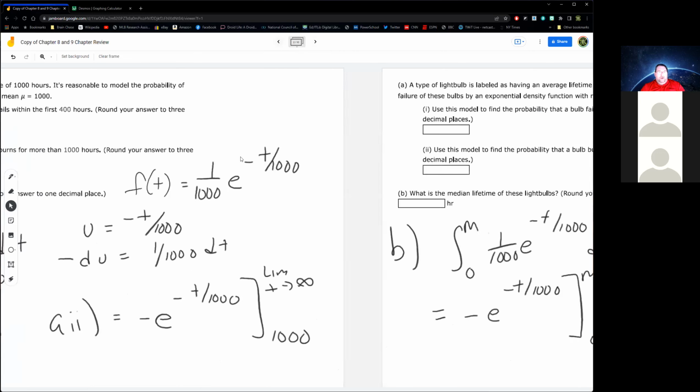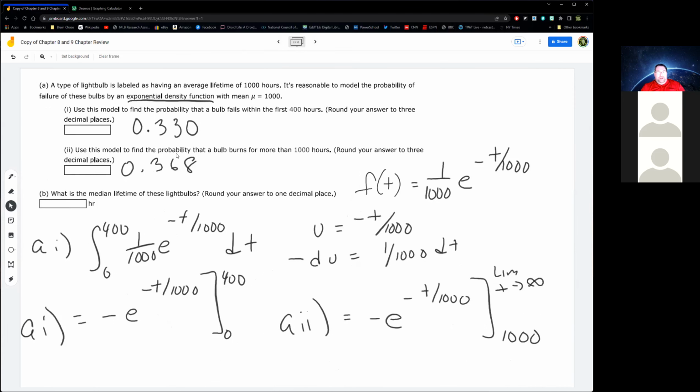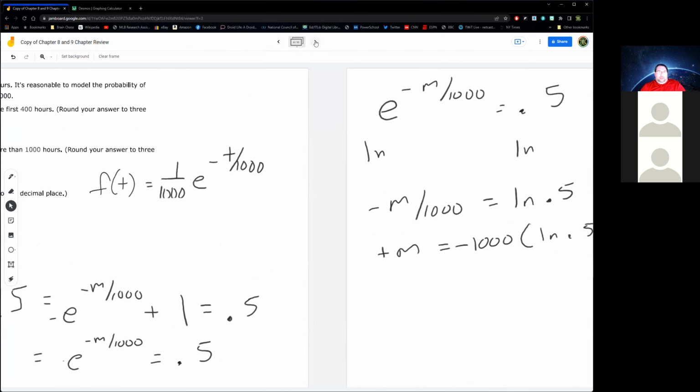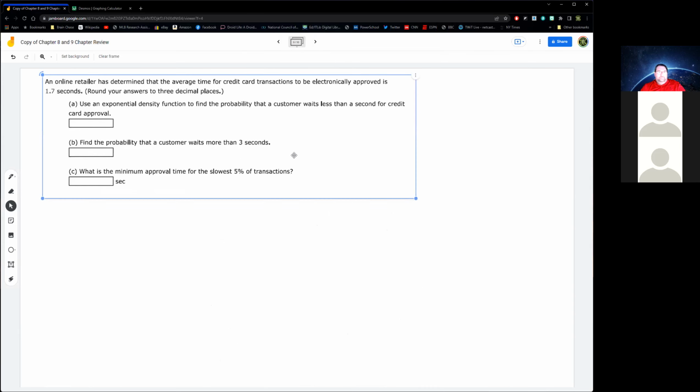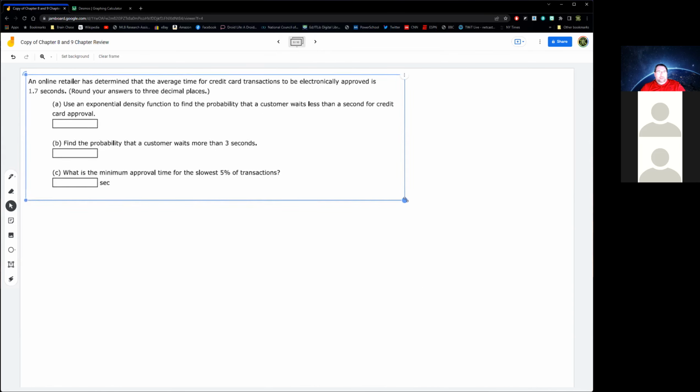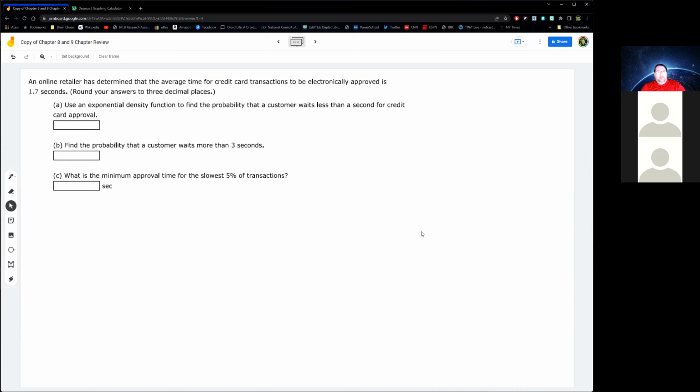We figured out in the first problem that over a third of them actually last for more than 1,000 hours. All right. Let's do another one. So it says an online retailer has determined the average time for a credit card transaction to be electronically approved is 1.7 seconds. So again, same concept as we just did in the last problem.